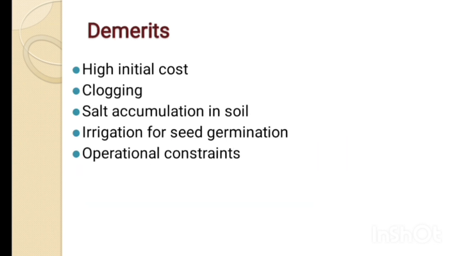And it has some demerits, that is high initial cost, because in micro irrigation system the investment is more, and it has a problem of clogging and salt accumulation in soil. It is an irrigation for seed germination, not for the entire field, and also has operational constraints.